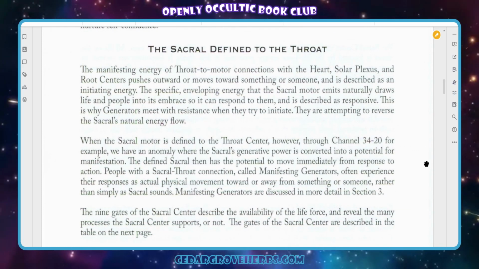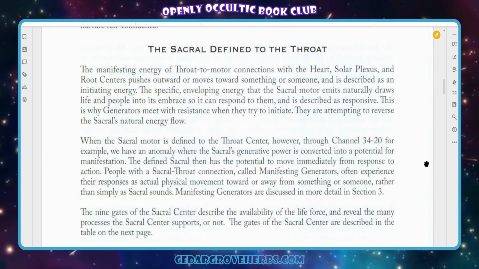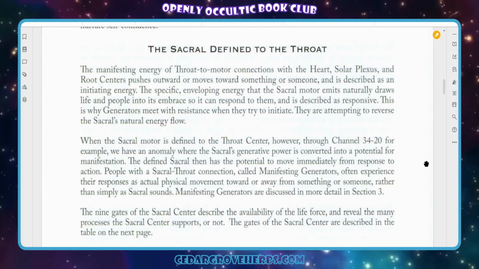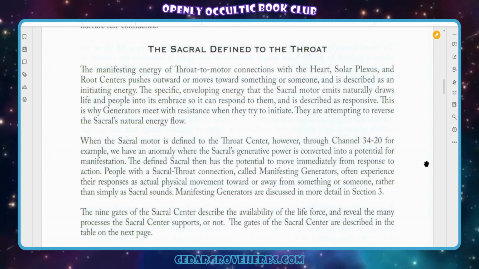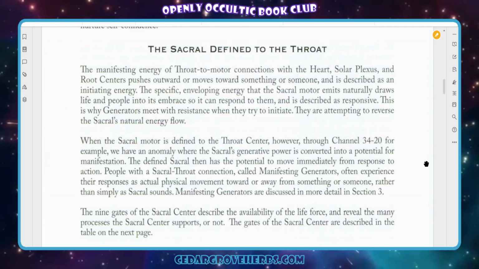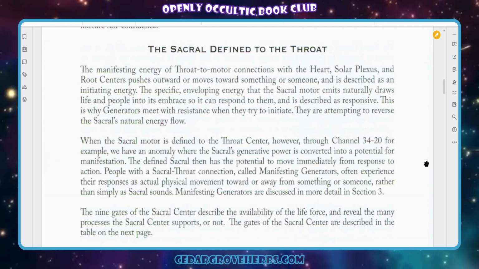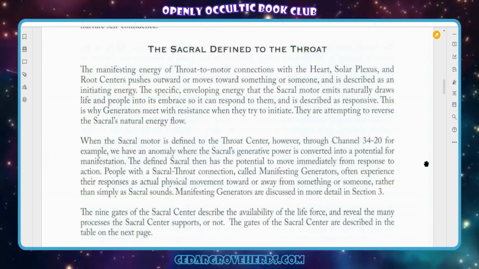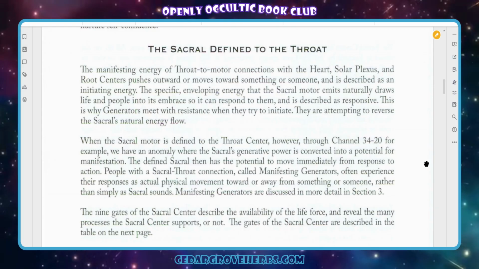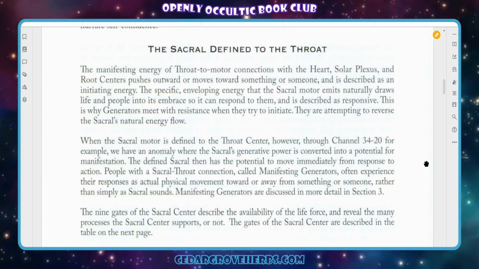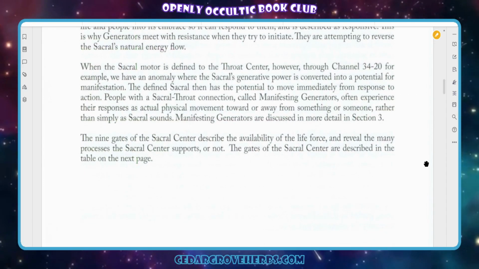When the sacral motor is defined to the throat center, however, through channel 34-20, for example, we have an anomaly where the sacral's generative power is converted into a potential for manifestation. The defined sacral then has the potential to move immediately from response to action. People with a sacral throat connection, called manifesting generators, often experience their responses as actual physical movement towards or away from something or someone rather than simply as sacral sounds. Manifesting generators are discussed more in detail in Section 3.